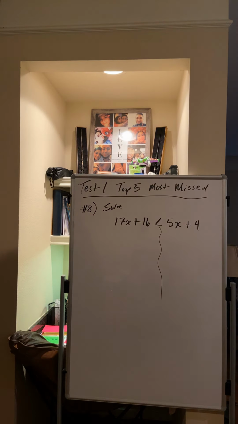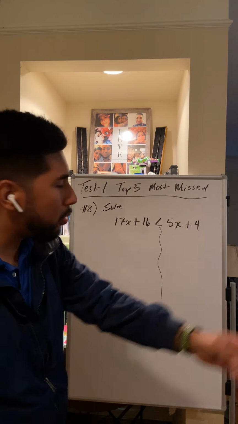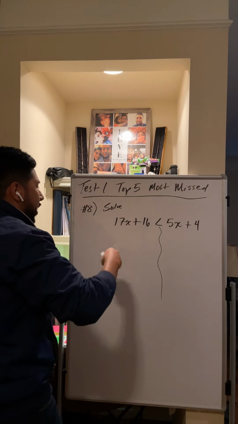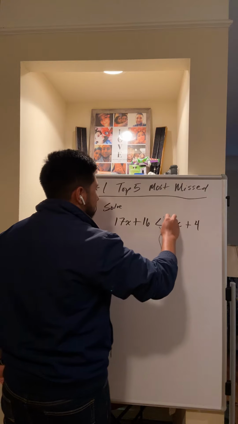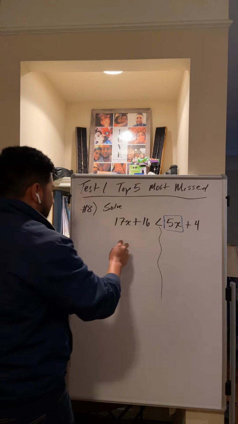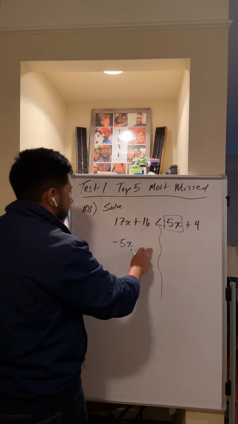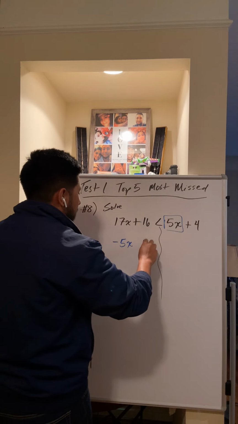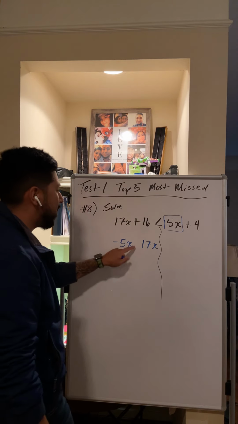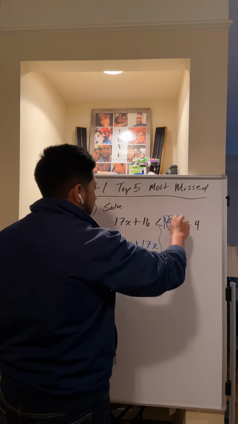Do I need to distribute? No, I do not. There are no parentheses anywhere. I can immediately move towards moving some people around, doing my combined like terms. I want my x's on the left side, so I'm going to move this 5x. Moving this 5x to the other side does become a negative 5x. I'm going to do myself a favor. I'm going to put this downstairs to make it look nice and neat. This was a positive 17, so if it's a positive number, I'm going to put that plus sign. And then I'll scratch out this 5.